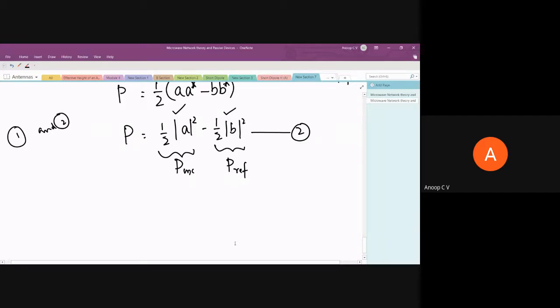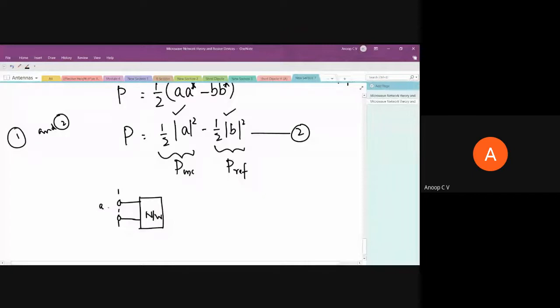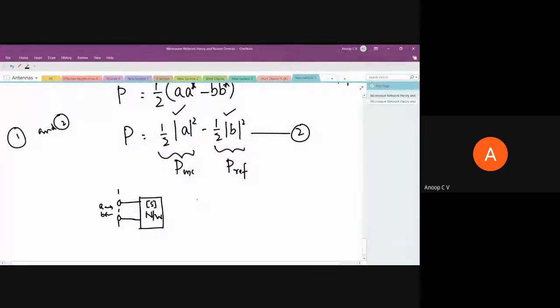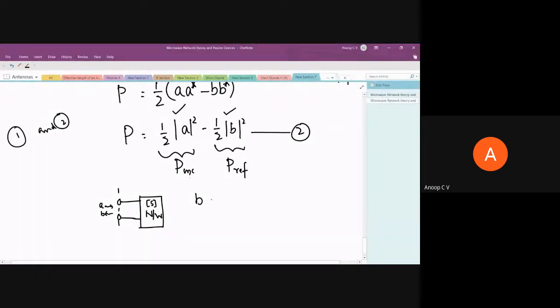Now if it is a one port network, normally we are not interested in one port networks, but hypothetically, let's consider a network with only one port. This is port 1. A is the incident quantity, B is the reflected quantity. Then the S matrix description of this network will be only one parameter. B will be S into A. As it is one port, there is only one S, no matrices.